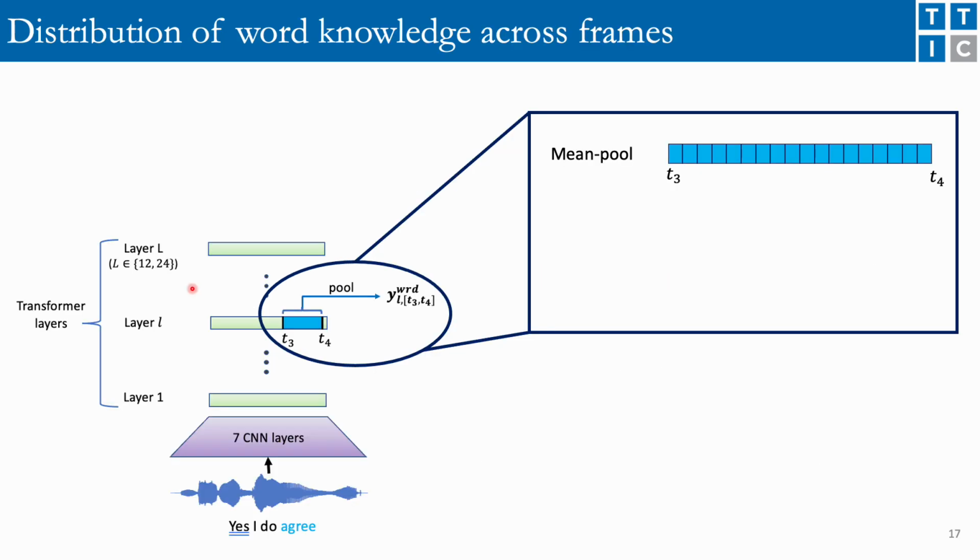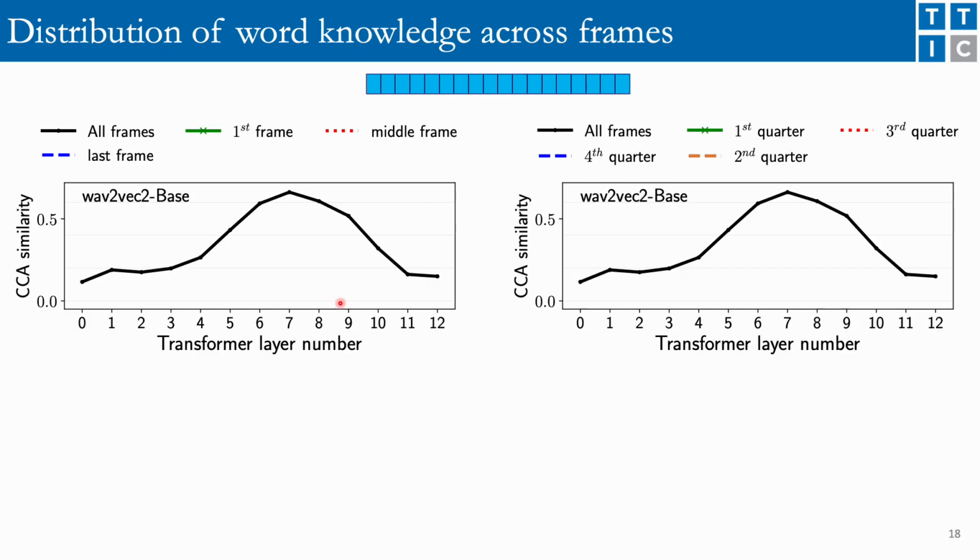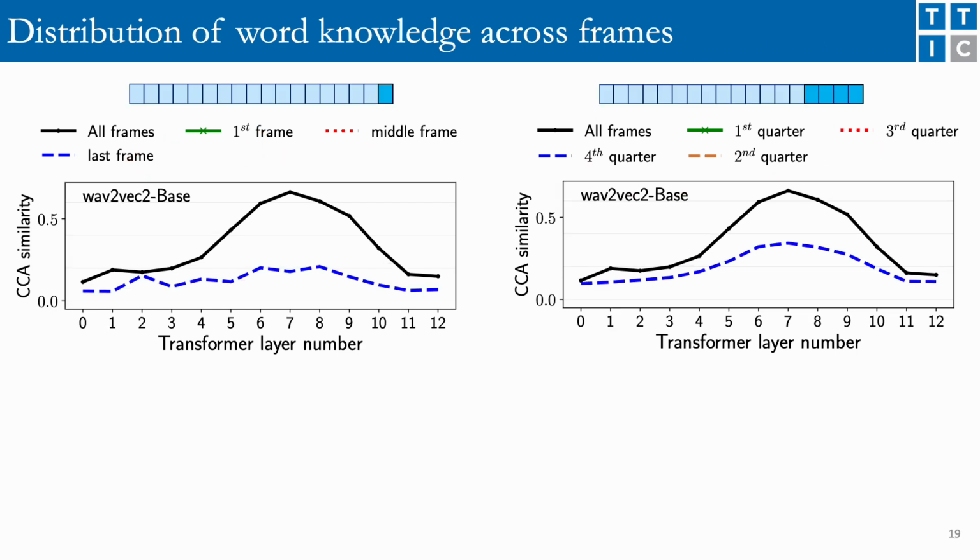So far, we saw results analyzing mean pool word representations. For the next part, we represent the word segment using only a subset of frames or even just a single frame from the word segment. Here we are looking at CCA between mean pool word representations and word identity for Wave2Vec 2.0. So we are measuring how word identifying content is distributed across layers. Next we'll see how different pooling strategies impact these similarity scores.